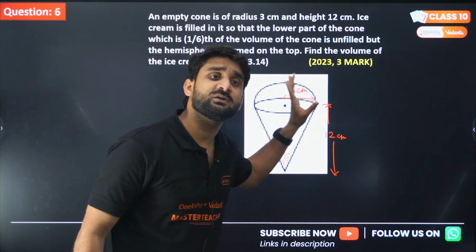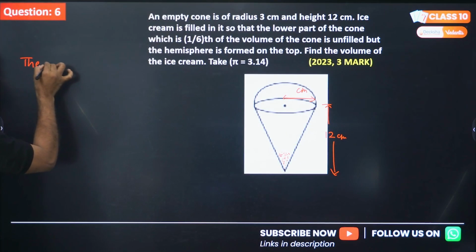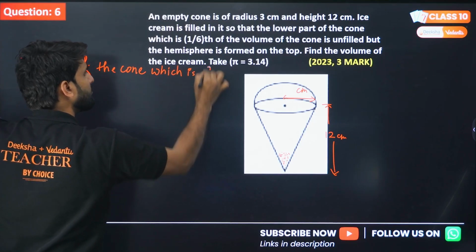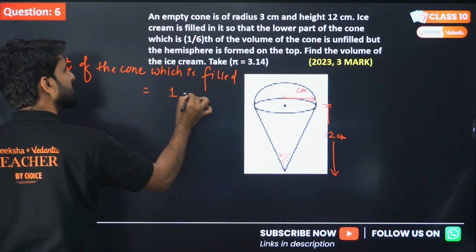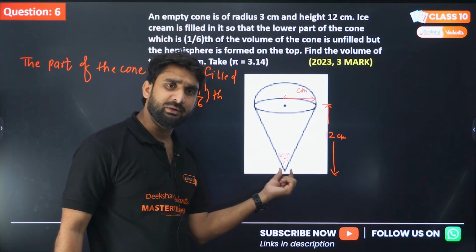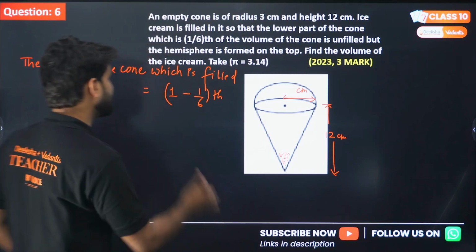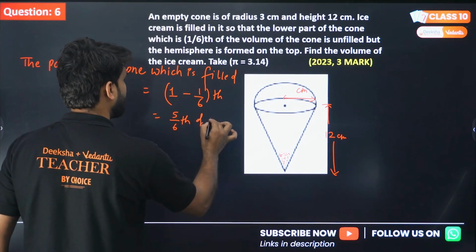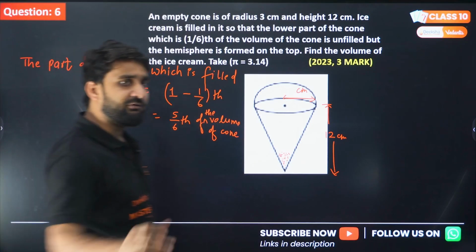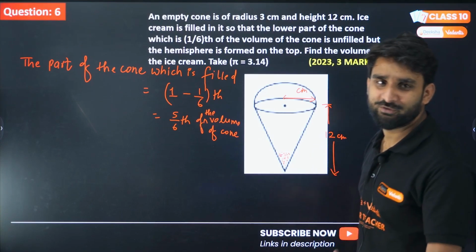See, if 1/6 part of this solid is unfilled, the part of the cone which is filled will be what? 1 minus 1/6. Yes, if 1/6 portion is empty, then 1 minus 1/6, because 1/6 is the fraction, and the whole is 1. So this will be 5/6 of the volume of the cone. Yes, the 5/6 portion will be filled with ice cream because 1/6 is empty.